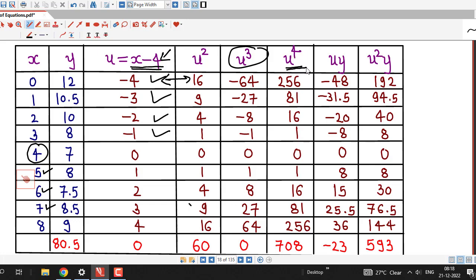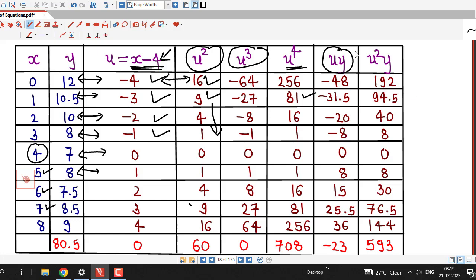Next column is u raised to 4, that we can find by taking square of u square. 16 square is 256, 9 square is 81, and similarly other values of u square are squared and written here. Then u times y, so I have to multiply these two columns. 12 into minus 4 is minus 48, 10.5 into minus 3 is minus 31.5, and similarly I have taken product of all these values, and here I have written all of those products.